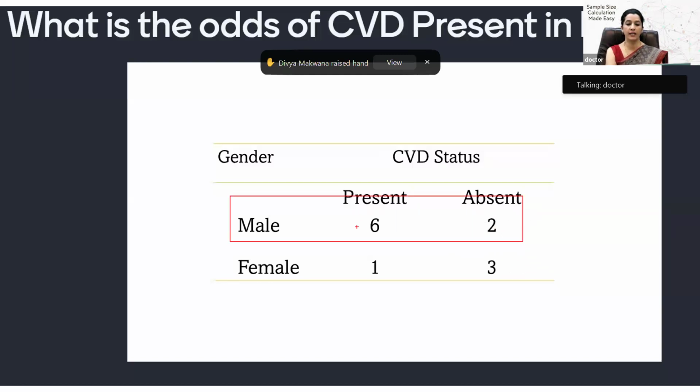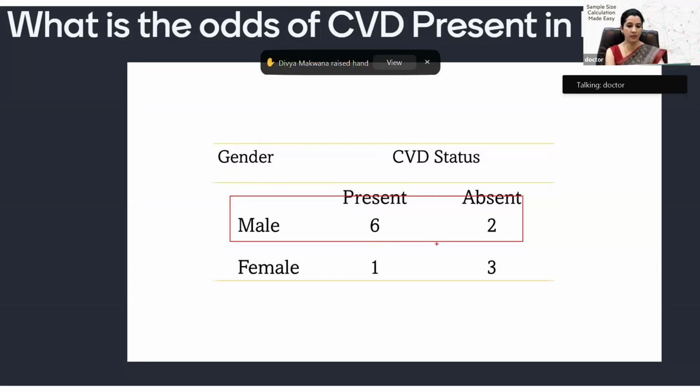And how will I take it? I have to see the odds of CVD present in male. So how do we define odds? Odds is the occurrence of something in the numerator and it not occurring in the denominator. So present is 6 and absent is 2. So I will do 6 by 2, which is 3.